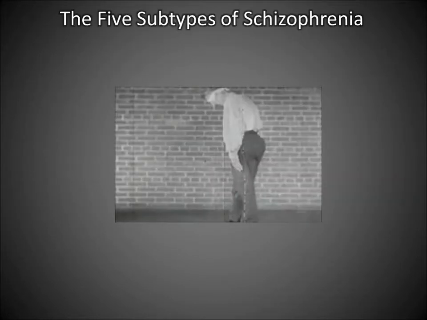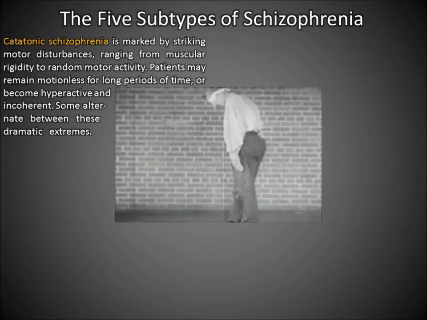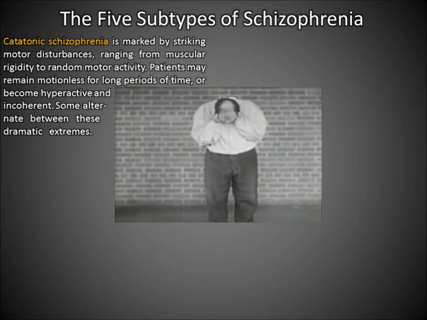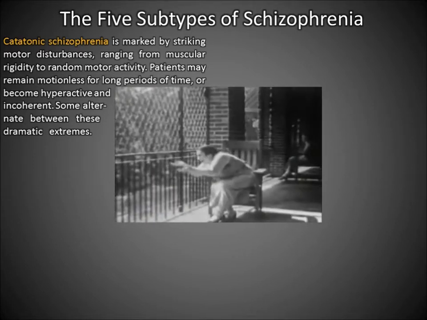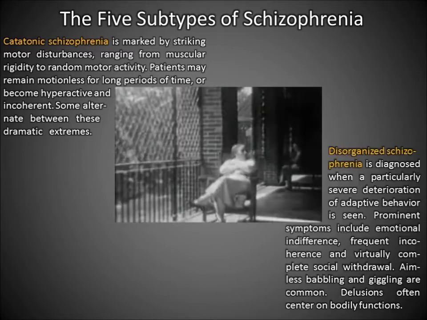There are 5 subtypes of schizophrenia. Catatonic schizophrenia is marked by striking motor disturbances, ranging from muscular rigidity to random motor activity. Patients may remain motionless for long periods of time or become hyperactive and incoherent. Some alternate between these dramatic extremes.